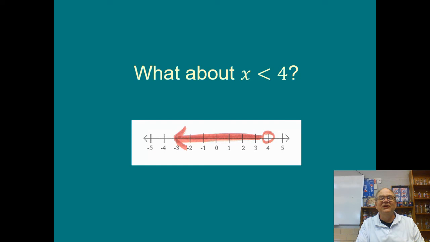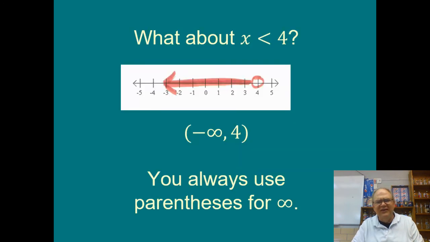So think about it for a minute. What would this be? Problem, of course, is x is less than 4, but how would I show that using interval notation? And it turns out that what it's going to look like is -infinity to 4. This time I've got parentheses on both sides because I don't include 4. I've got the circle there. And again, anytime there's an infinity, you always use parentheses.